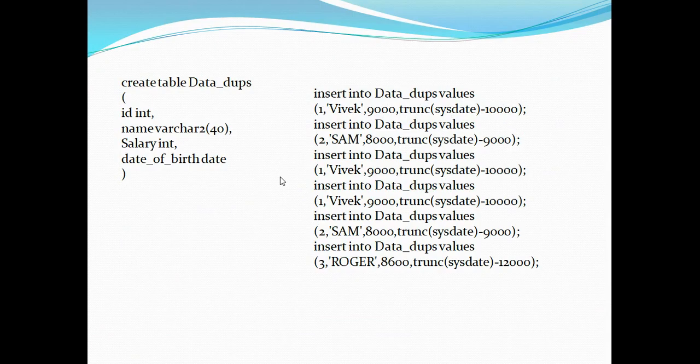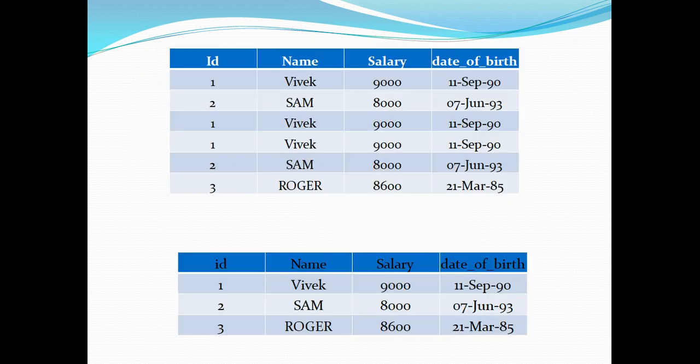So I have a table data_dupes that has 4 columns: ID, name, salary and date of birth. ID is my natural key here, though I have not created a primary key, it's supposed to be unique. Now I have added some duplicate values using these insert statements, and this is how my table looks. So it has 3 rows for ID 1, 2 rows for ID 2 and a single row for ID 3.